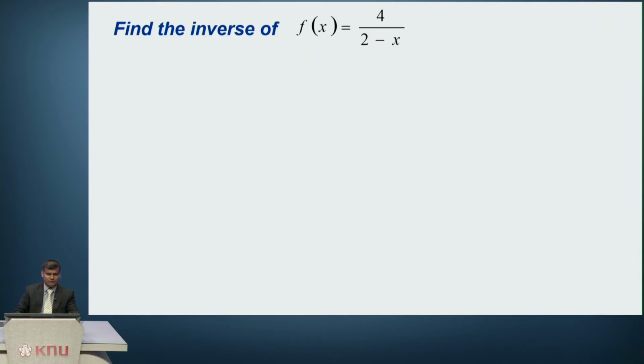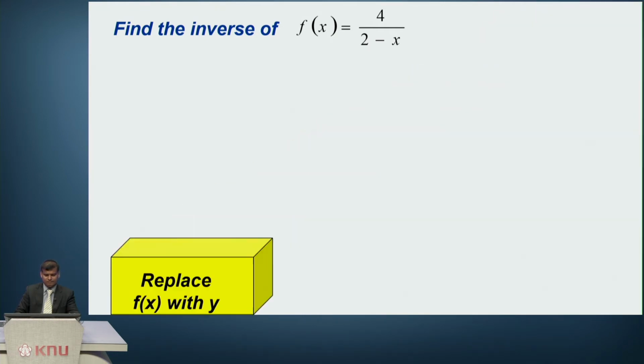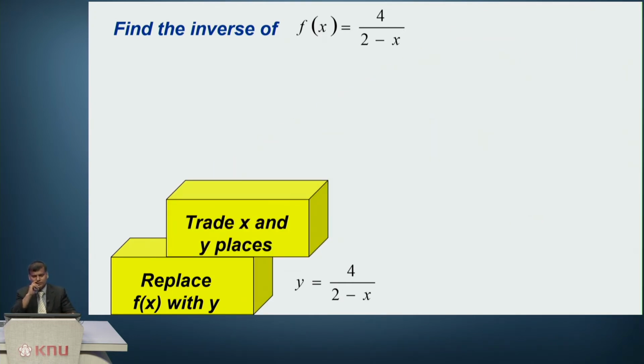Let us try this out. Say, for example, f of x equals 4 by 2 minus x. First step is to replace f of x with y. Let us replace it. y equals 4 by 2 minus x, and then you are going to trade x and y places. So x becomes 4 by 2 minus y.